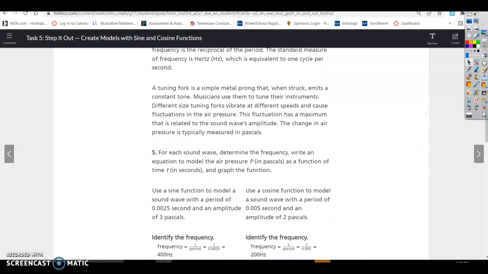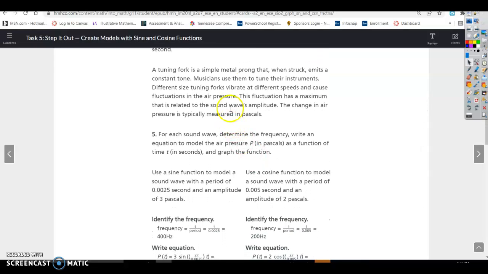A tuning fork is a simple metal probe that, when struck, emits a constant tone. Musicians use them to tune their instruments. Different sized tuning forks vibrate at different speeds and cause fluctuations in the air pressure. This fluctuation has a maximum that is related to the sound wave's amplitude. The change in air pressure is typically measured in pascals.